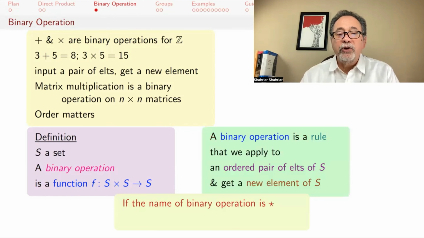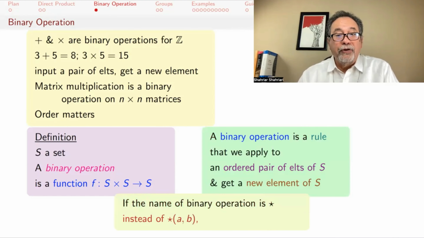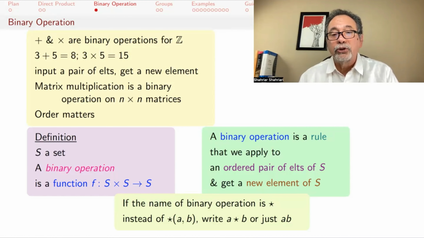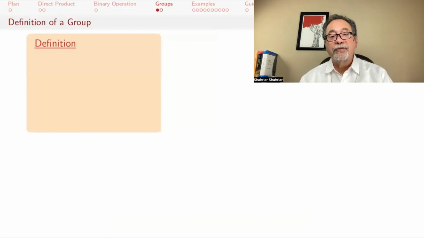If the name of the binary operation is star, so if the function is called star, you might want to find star of a, b. Then in group theory, we write that as a star b, or even forget the star and just write it as ab and think of it as multiplication, as a product. What's the definition of a group?